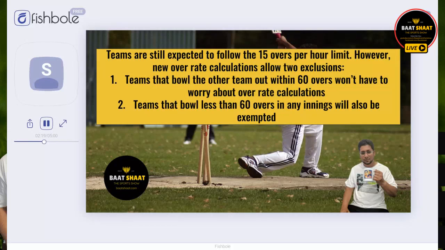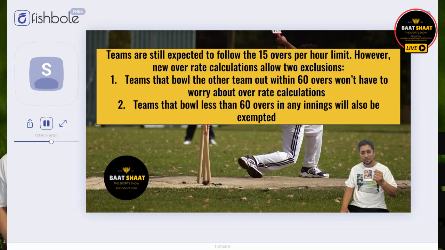The rule exists in current cricket. Teams are expected to follow the 15 overs per hour limit. They're supposed to bowl 15 overs per hour. However, some new calculations have come in, and for over rate calculations, there are two exclusions which I want to talk about. One, a team that bowls the other team out within 60 overs won't have to worry about over rate calculations. Let's say India and Pakistan are playing, and Pakistan is bowled out in 57 overs, and India are behind the over rate. They've only bowled 13 overs per hour. They'll be fine. They won't have to worry about it.